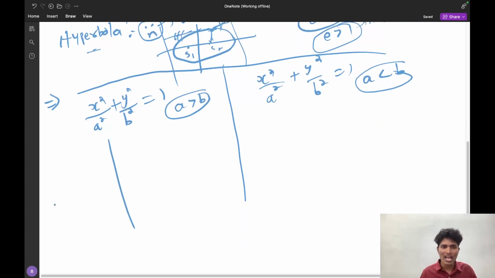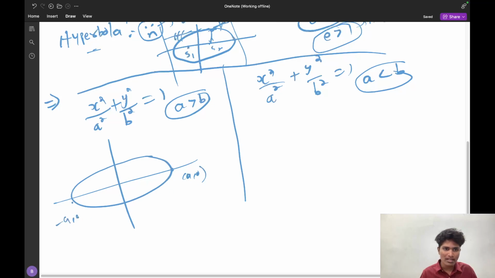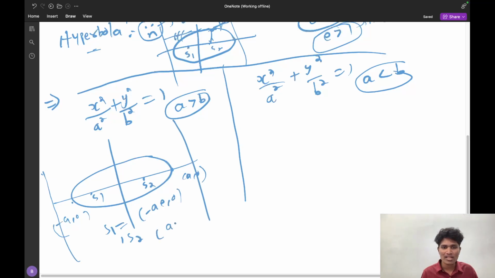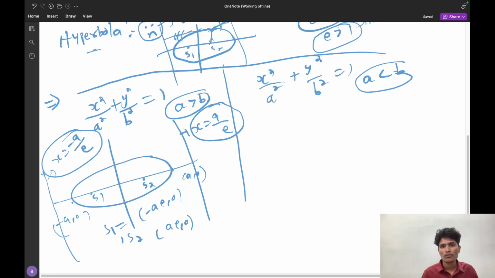I will draw the ellipse here. If you observe, the points here are (a, 0) and (-a, 0), and these two are the directrix. And if you observe the foci, this is S2, this is S1, where S1 is (-ae, 0) and S2 is (ae, 0), and the directrix equations are x equals a by e and x equals minus a by e. That is the main important thing here.